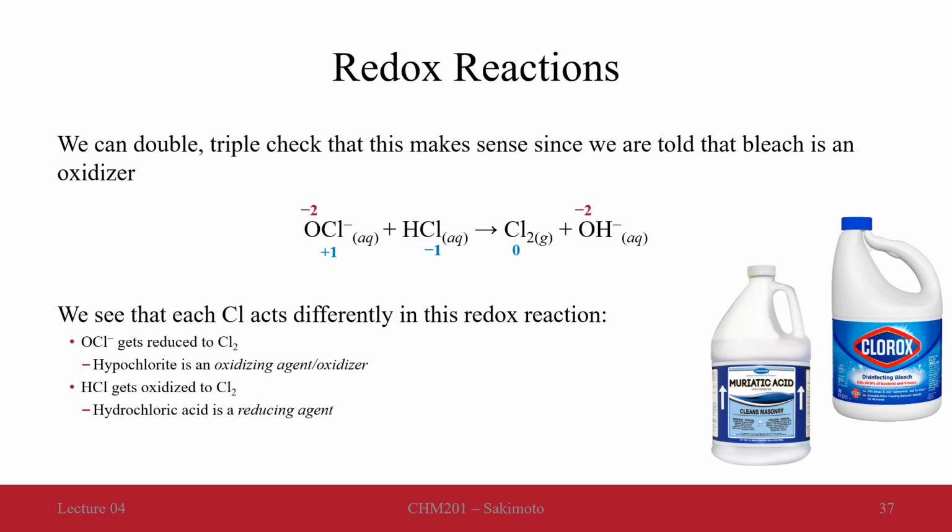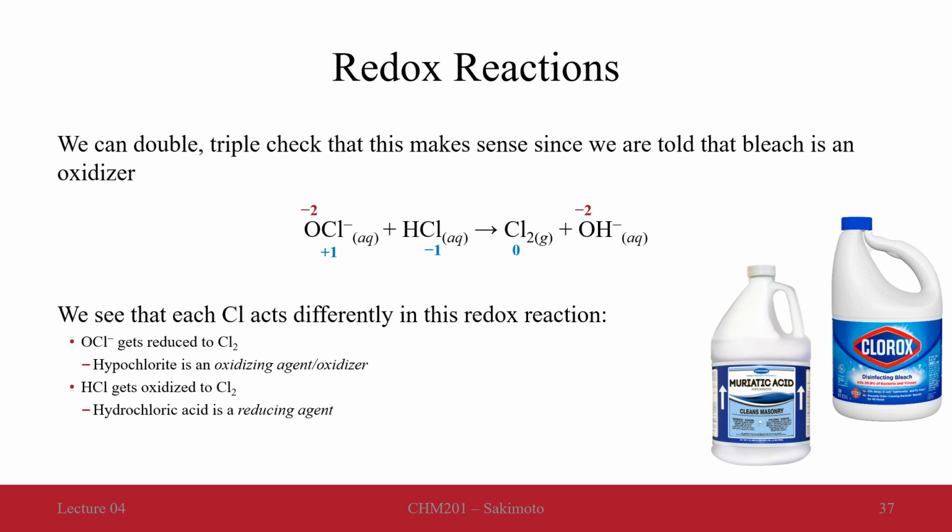In this particular reaction, we see that each chlorine, whether it's from hypochlorite or HCl, acts differently, even though they combine to form the same pure element at the end. The chlorine in OCl⁻ goes from +1 to 0, gets reduced in that process, and the -1 chloride in HCl gets oxidized up to 0 when forming the pure element chlorine.